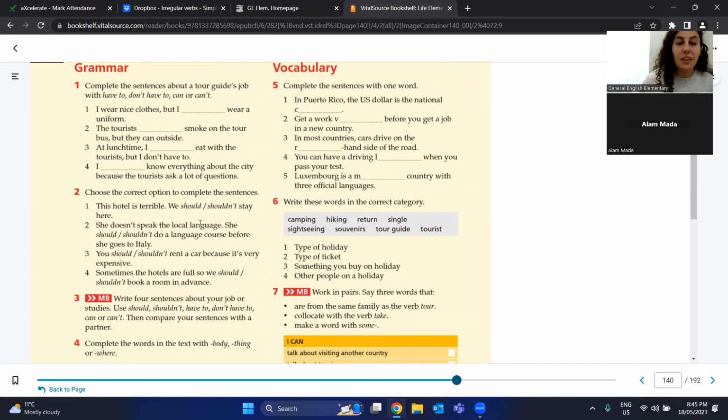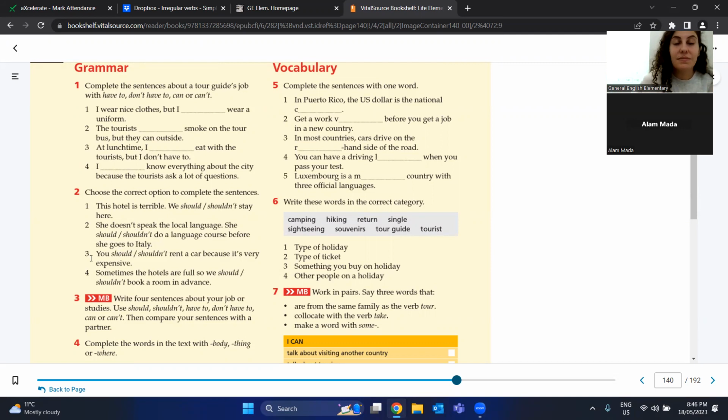She doesn't speak the local language. She should. It's important because she doesn't speak Italian. So she should, it's very important, do a language course before she goes to Italy. That would help her.